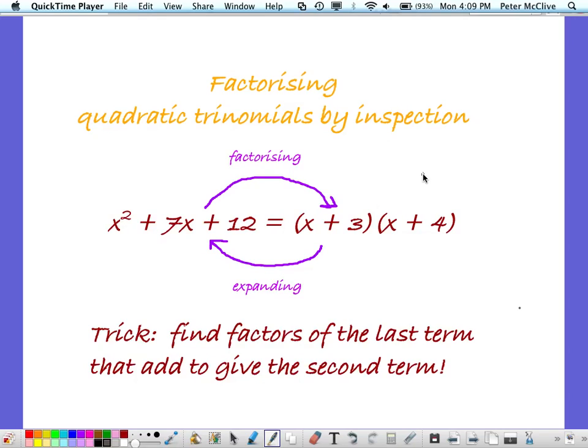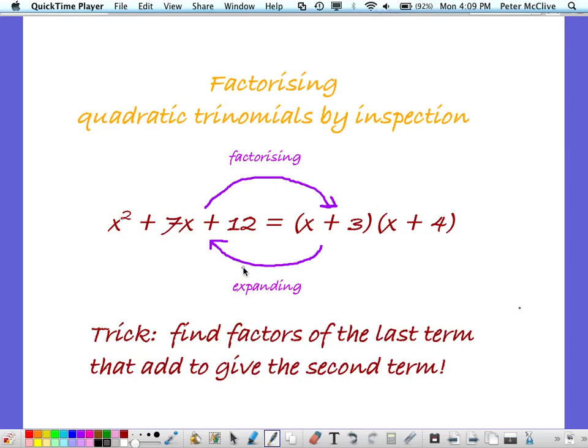This one's called factorising quadratic trinomials by inspection. So quadratic is just the highest power is x squared, okay? And trinomial just means it's got three terms. Tri as in three, nomial as in numbers or terms. So something that looks a bit like one term with an x squared, two terms with an x, and one with a number. So there's your three terms. That's a trinomial. And having the x squared as the highest power means it's quadratic.